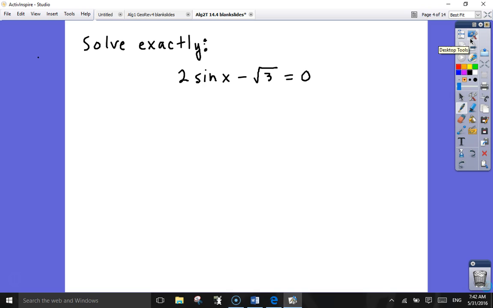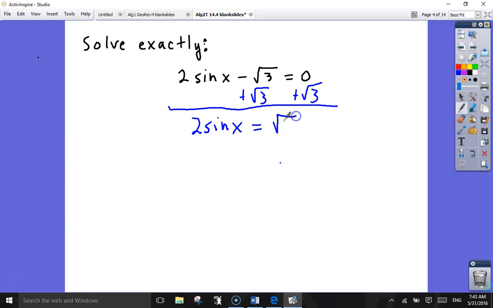Right, so we have to solve for the x, which is inside of that sine function. So the first step is we've got to isolate sine x. So what do we have to do to isolate sine x? Add the square root of 3. Now we've got 2 sine x equals the square root of 3. Divide by 2. And sine x equals the square root of 3 over 2.